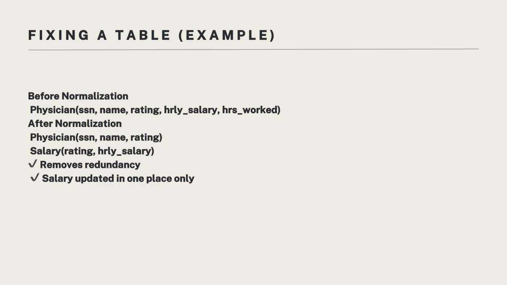Here's how normalization fixed the table. Originally, we had physician, which contains SSN, name, rating, salary, and hours worked. But since salary depends only on rating, we split the table into two: physician, which contains SSN, name, and rating, and a salary table, which contains rating and salary. Now the salary is stored once per rating. If the salary for a certain rating changes, we update it in one place, not hundreds of rows. This removes redundancy and prevents future errors.